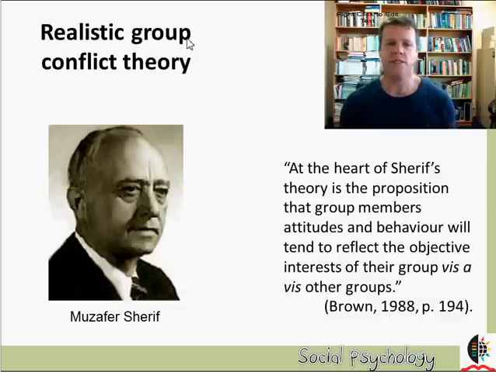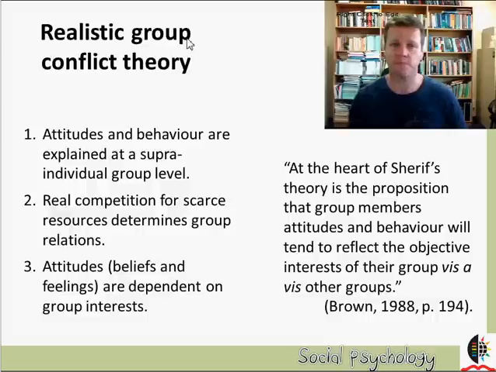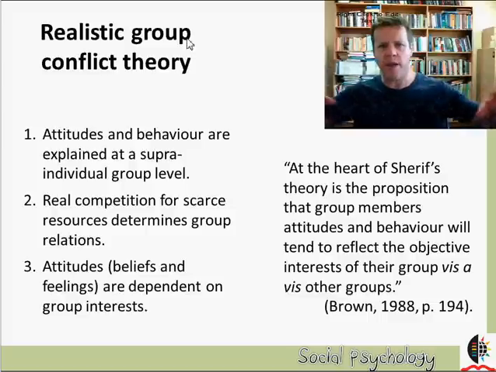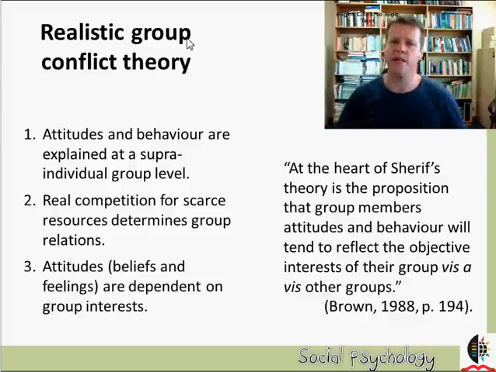At the heart of Sherif's theory is this idea that the attitudes and beliefs that we have about other groups, the stereotypes, reflect the objective interests of one group vis-a-vis another group. When we talk about objective interests, we're talking about interests in terms of material resources, things like jobs, schooling, etc. And it's this history of competition that is fundamental in producing collective levels of prejudice. The theory argues that attitudes and behaviors are explained not at the level of individual prejudices, not at the level of childhood, your upbringing, your parents, etc., but at big things that are happening in group life as a whole, at a supra-individual group level.